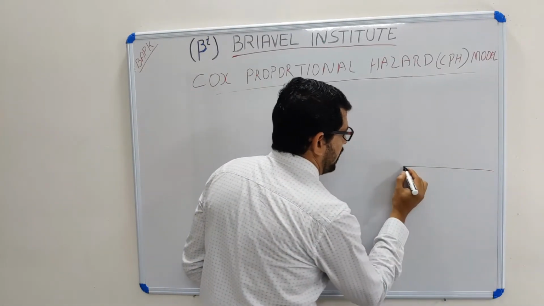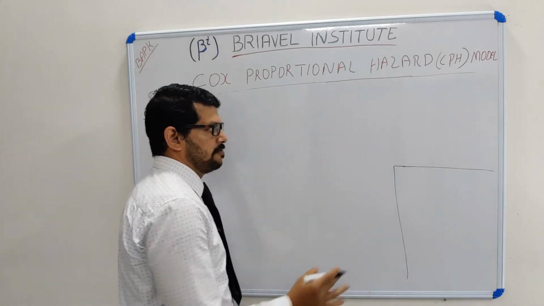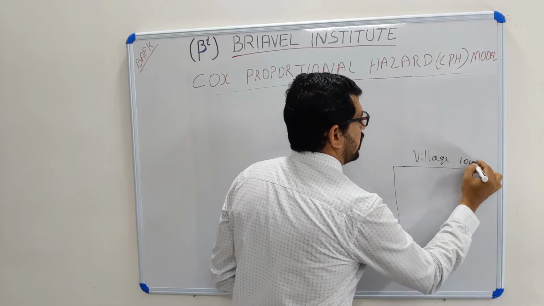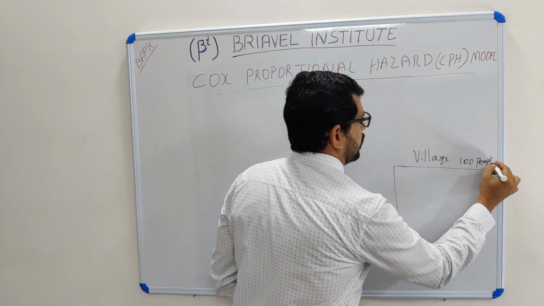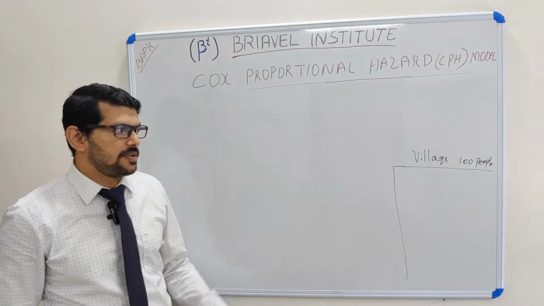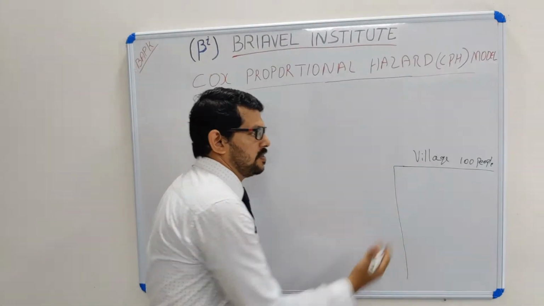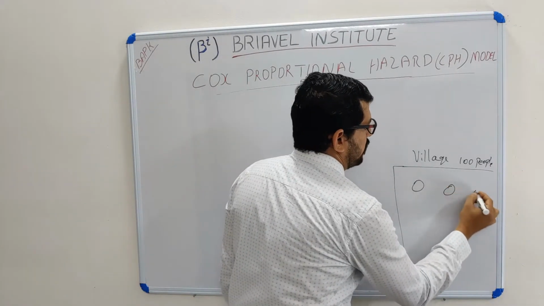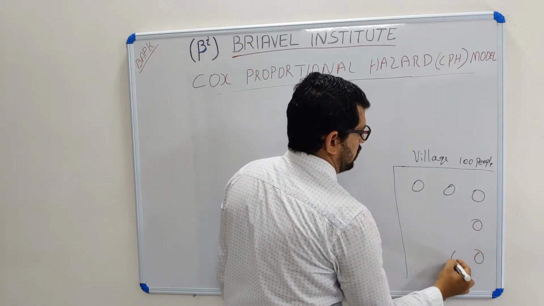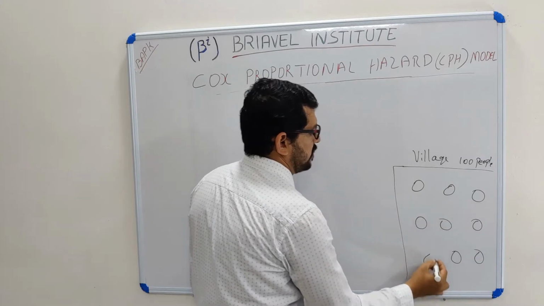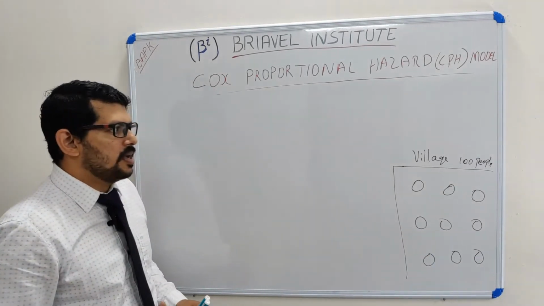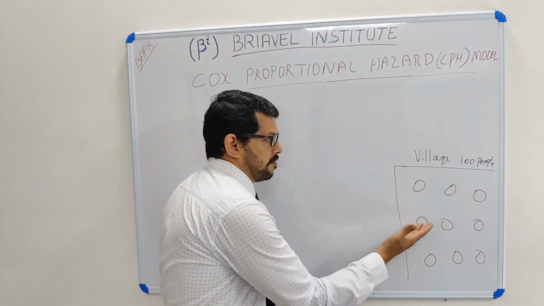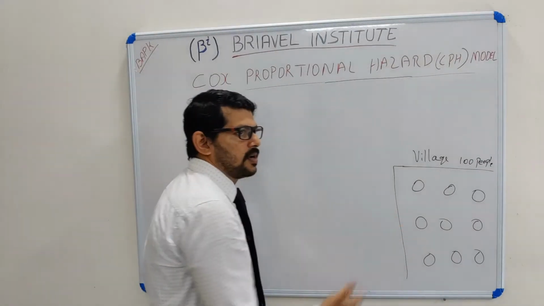I am selecting my village. In my village, 100 people are staying. I am doing a mortality investigation. So these are the people staying in my village, 100 people. This is just an example. I initially did one survey to understand their mortality.